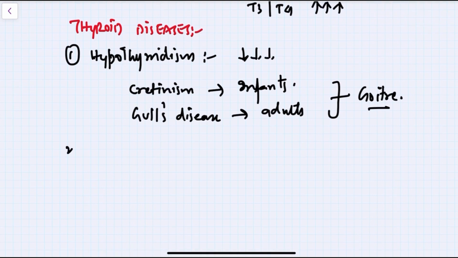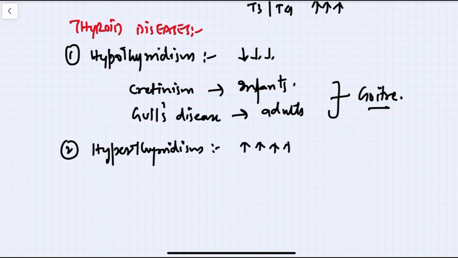And then there's one more problem that can occur with the thyroid, called hyperthyroidism. Hyperthyroidism means there's excessive thyroid hormone production. That means the thyroid hormone production is very high, and because of that, the symptoms can include weight loss, rapid heart rate, and heat intolerance. So hypothyroidism is associated with cold intolerance, but hyperthyroidism is associated with heat intolerance.